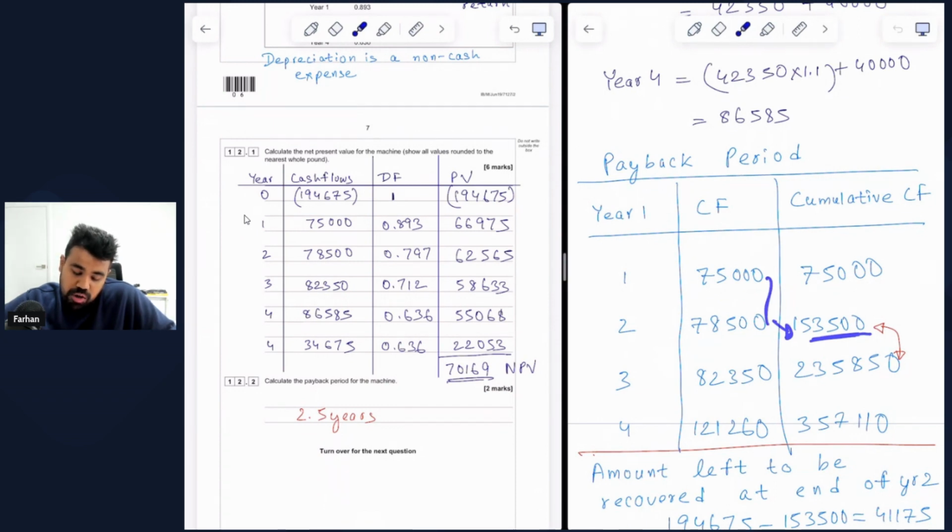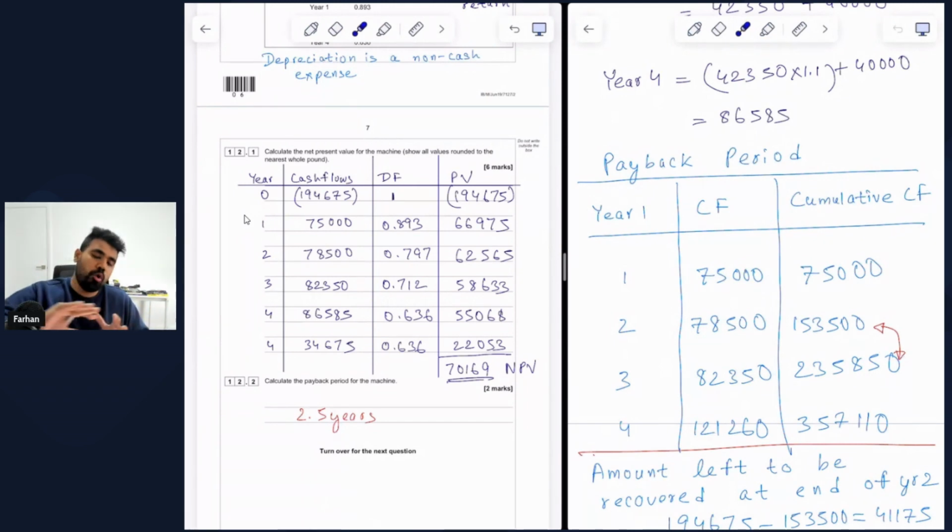Now, when you move to year three, that means you got to add everything from year one all the way until the end of year three, which gives you 235,850. And when you move to year four, you have to add everything all the way starting from year one all the way until year four, and that should give you 357,110.